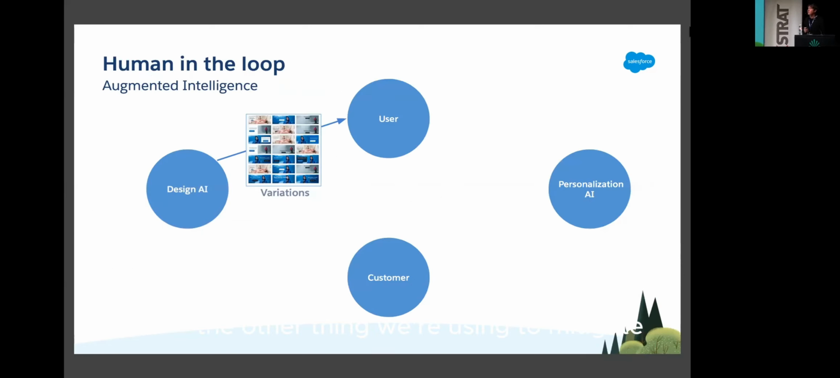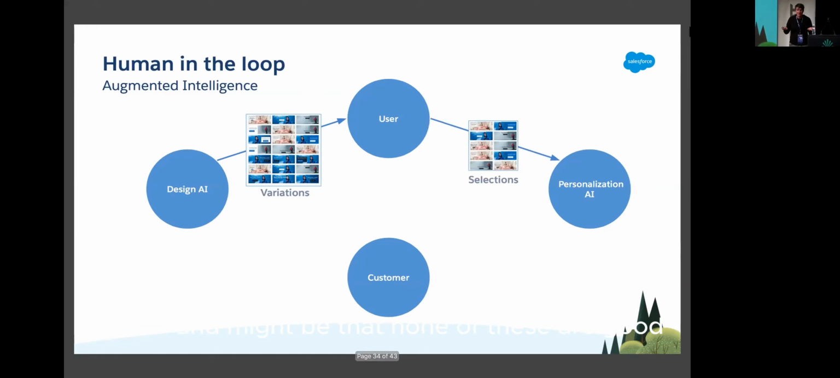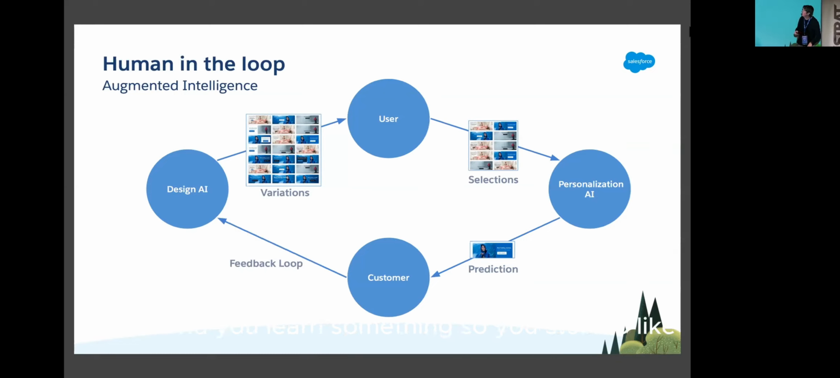The other thing we're using to mitigate potentially negative consequences is that we keep the human in the loop. So, a simple illustration: we've got the design AI, which is generating variations, and then the user, which could be, for instance, a marketing specialist, picks the best variations for the personalization engine. It might be that none of these are good, and you go back to manual design, which is also okay, right? But we want to make sure that we keep the human in the loop, and the personalization engine predicts for the customer, using a contextual bandit, for instance, the top prediction, and then the feedback loop continues here. And you learn something, so you start to iterate on the design variations.